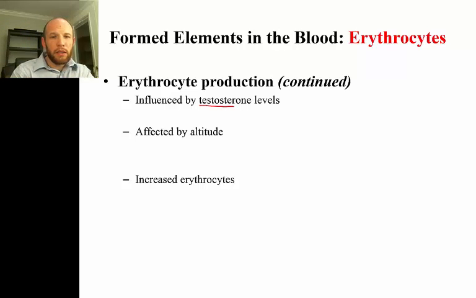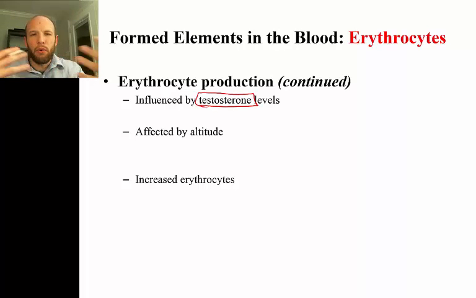One is testosterone. I touched on this in the previous video. Testosterone levels actually cause the kidney to make more erythropoietin. Therefore, males have more red blood cells, right? They have a higher percentage of red blood cells because they have more testosterone, right?